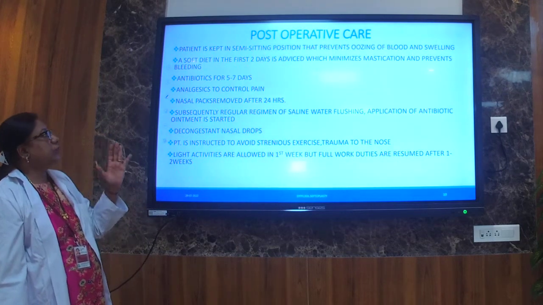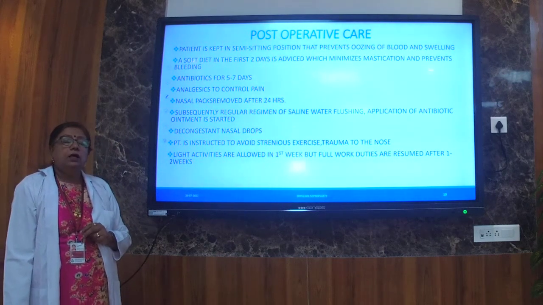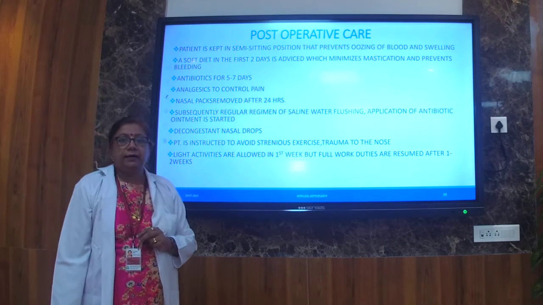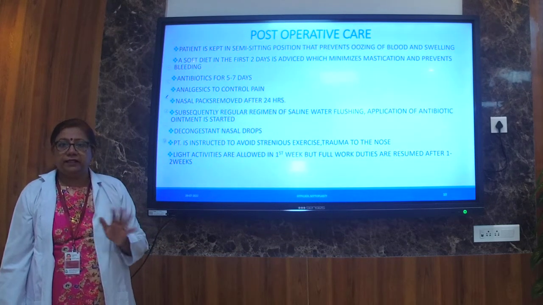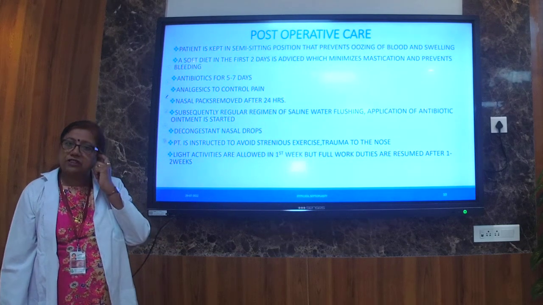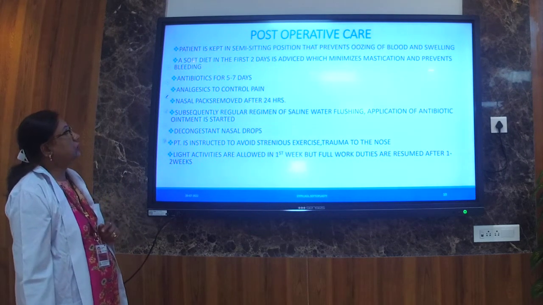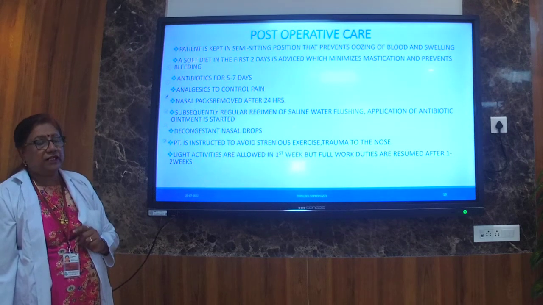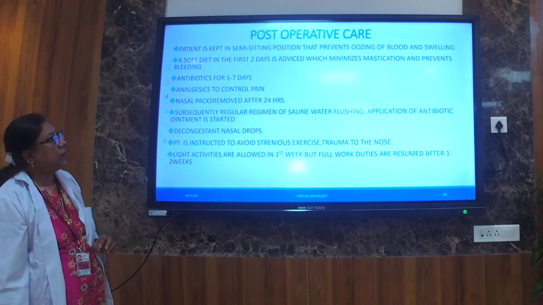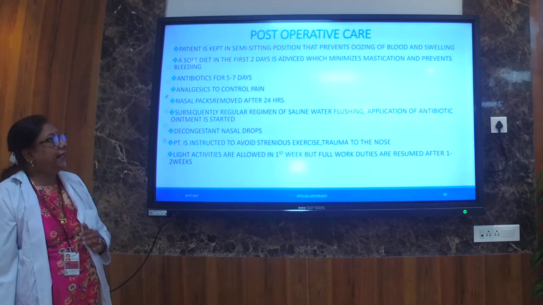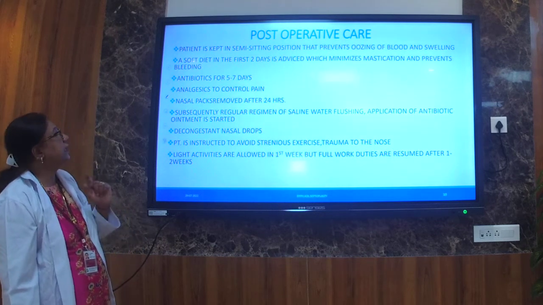Now what post-operative care will you take? Now first thing is, once you keep the nostril pack, you should tell the patient that he has to do mouth breathing, isn't it? Because both the nostrils are packed. So we have to tell the patient, and we should ask them to sit in a semi-sitting position. So what happens in semi-sitting position? The bleeding, or if there is any ooze, will stop, and also swelling. So this is very important.